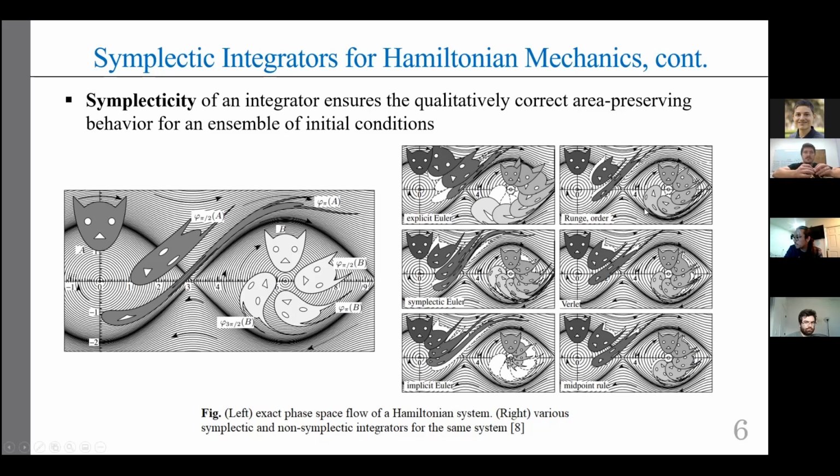Okay, and then on the right side, we just have a similar comparison with second order methods. Any questions? Okay.